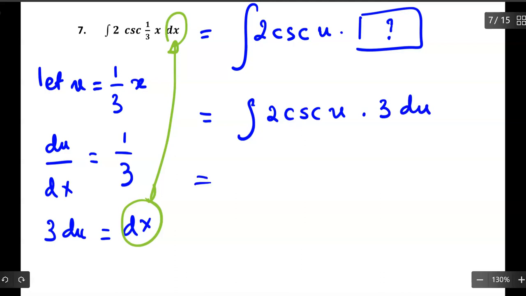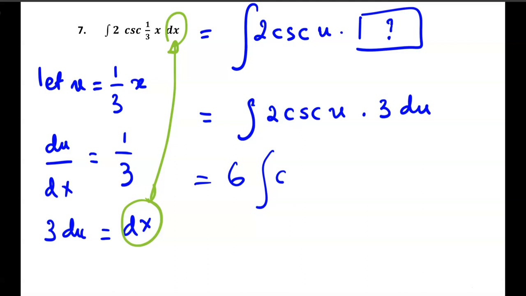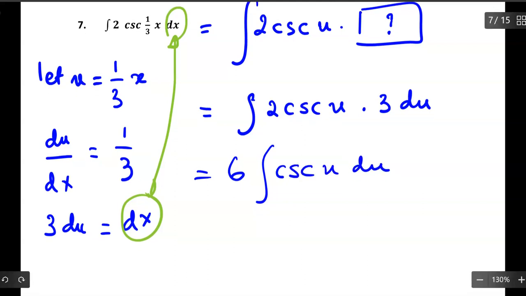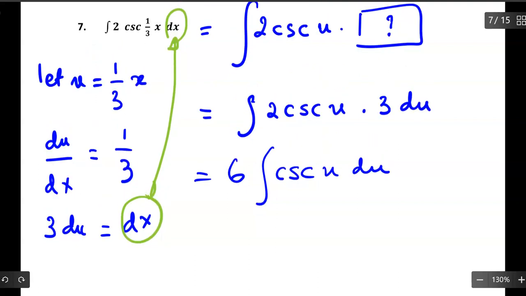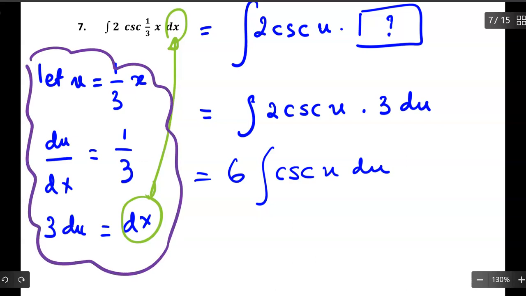Bring both of these across the integral sign. I should have 6. 3 times 2 is 6. Okay, so cosecant of u du, then let me circle this because I completed this already.